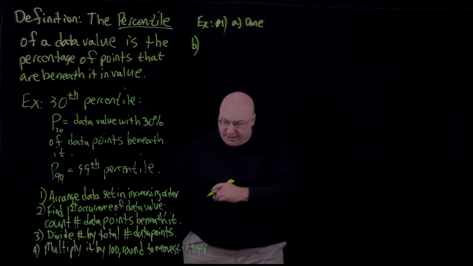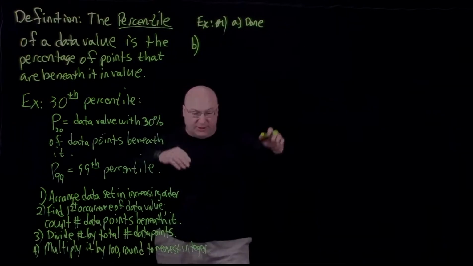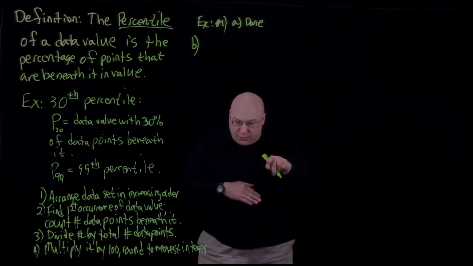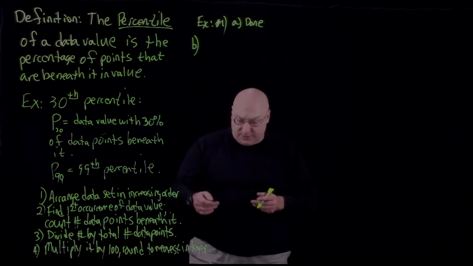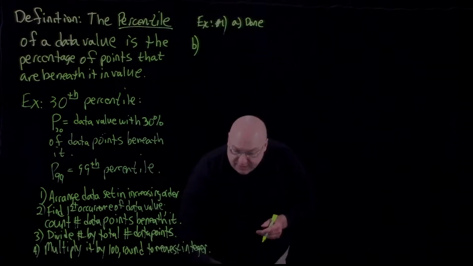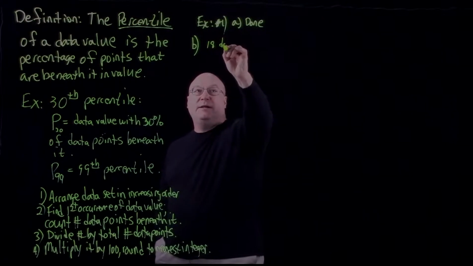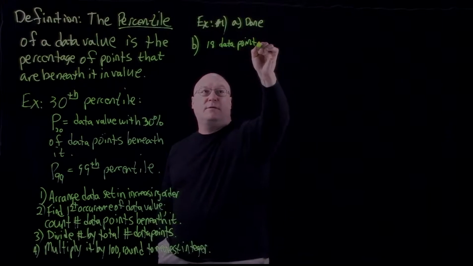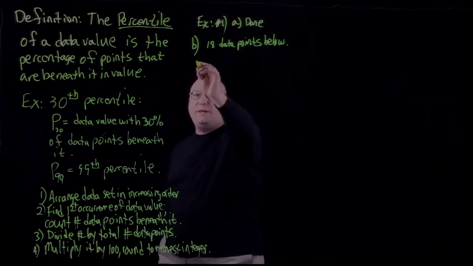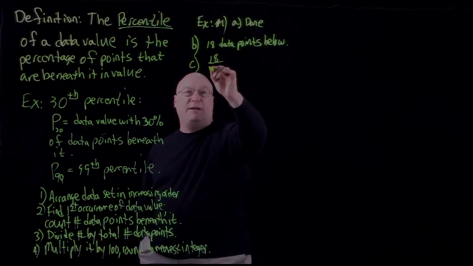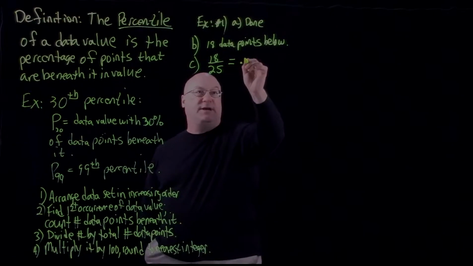Okay, in part B, what are we doing? We are finding the first occurrence of that data value. I'm not going to write these all on the board, but if you count through, you'll find there's only one occurrence of the weight 8.2 pounds. And it turns out there are 18 data points below it. So in part C, I will take 18, divide by 25, the total number of data points, and that turns out to be 0.72.